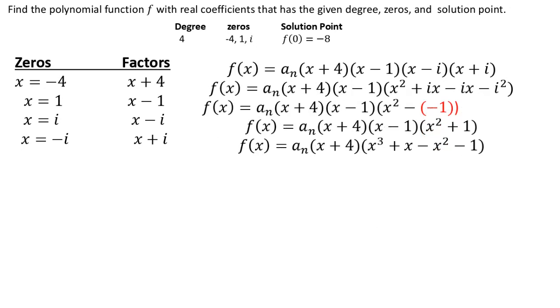Now we're going to multiply the next two parentheses. x times x squared is x cubed. x times 1 is x. Negative 1 times x squared is negative x squared. Negative 1 times 1 is negative 1.